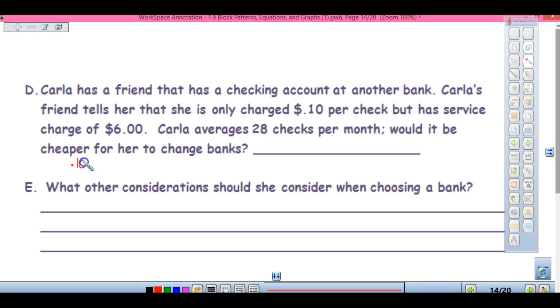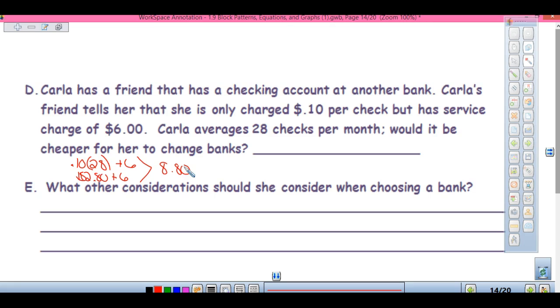Okay? How much is this one charging per check? 10 cents. So 10 cents times how many checks? 28 checks gives her what? $2.80 plus that $6 service charge gives her $8.80 is how much that would cost her.